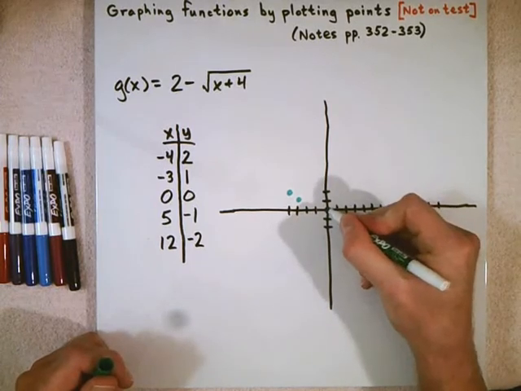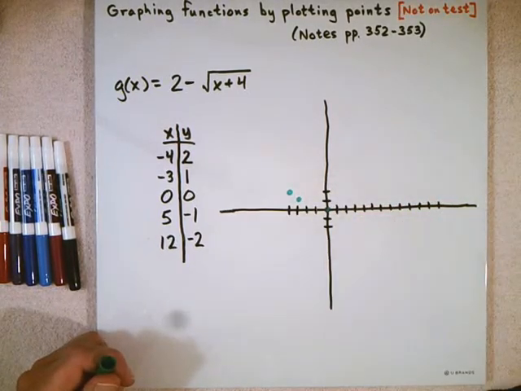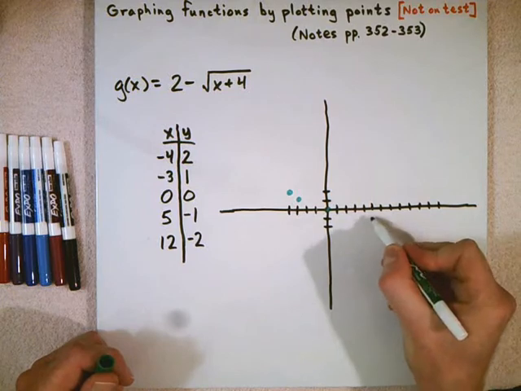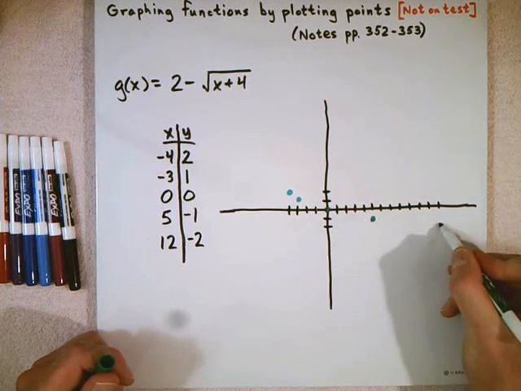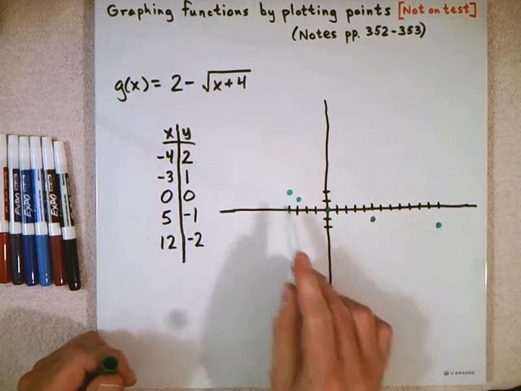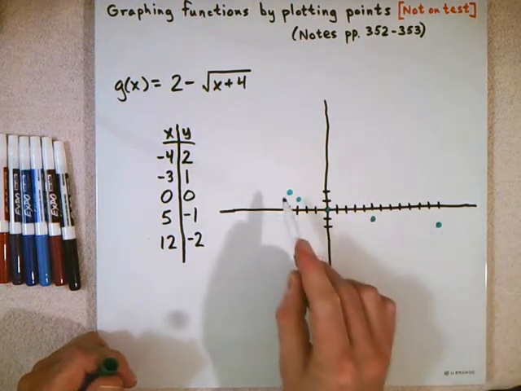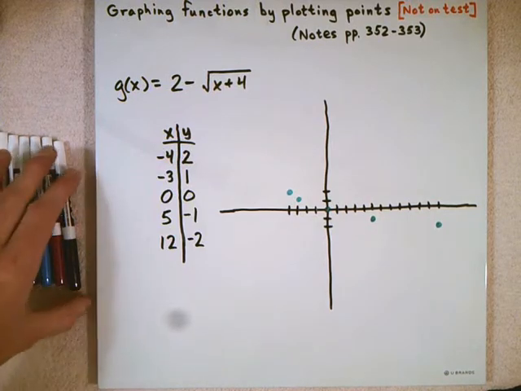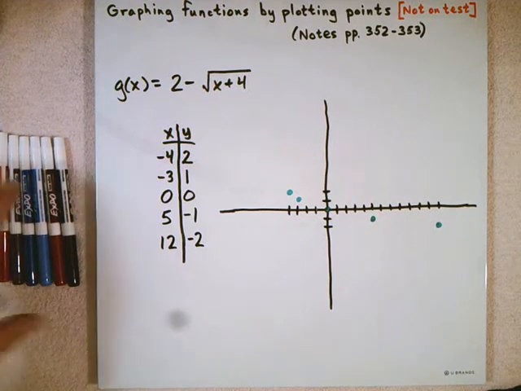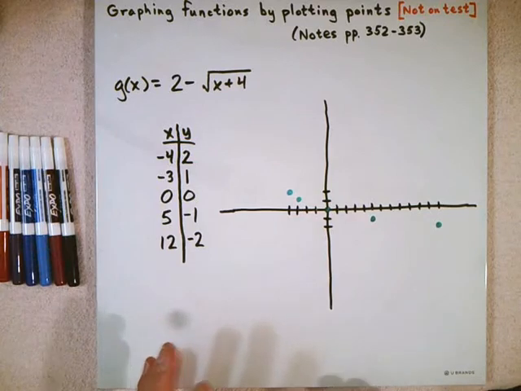Then we've got 5, -1, so it's out here, 5, -1. And then finally 12, -2 way down here. Alright, so you can kind of see there's a pattern right there. A smooth flowing pattern. Always with these dots you're trying to do a smooth flowing pattern to connect them as much as possible. The one exception you'll see in the notes there on page 353 is the absolute value function. It has a sharp point.